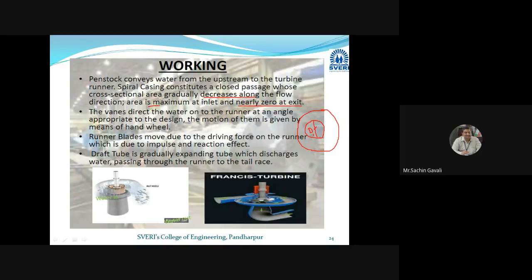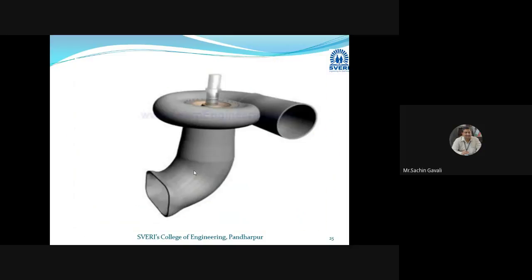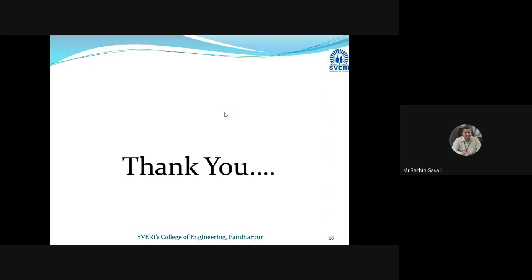Vanes direct the water onto the runner at an appropriate angle by design. Motion is given by means of a hand wheel. The runner's blades move due to the driving force on the runner, which is due to impulse and reaction effect. The draft tube is generally an expanding tube which discharges the water passing from the runner to the tail race or reservoir. So water enters at the runner center and is afterwards discharged at the outlet side. These are the constructions of all the turbines.